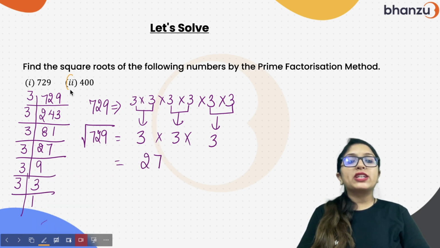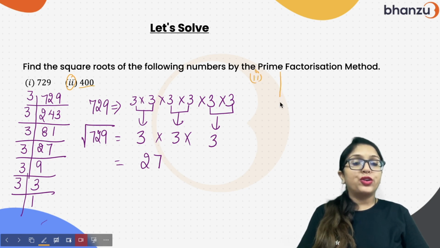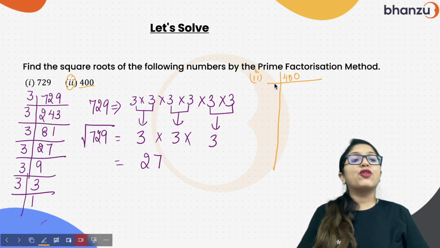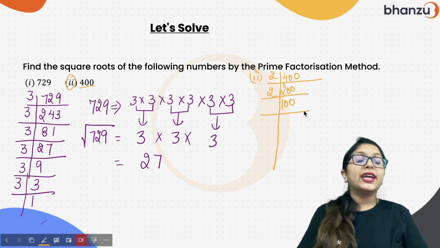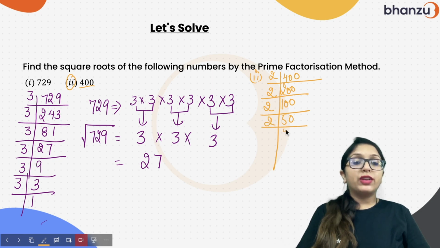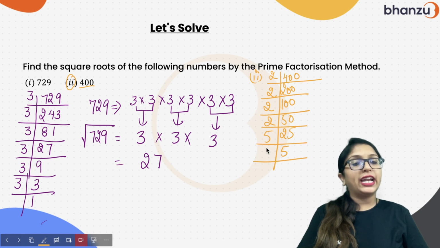Let's go to the second question, which says the number is 400. So we will be again using the prime factorization method only. So we can see that 400 is divisible by 2, and we are going to get 200. Then again divide by 2, we will be getting 100. Then divide by 2, we will be getting 50. Again divide by 2, we will be getting 25. Divide by 5, we will be getting 5. And then again divide by 5, we will be getting 1.